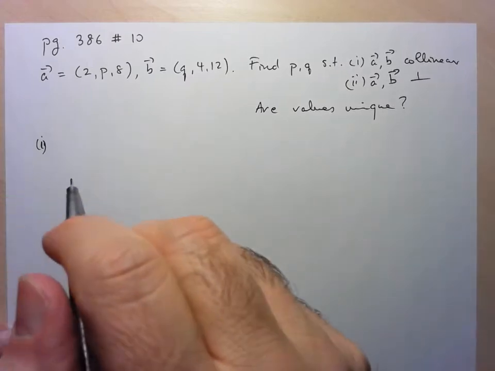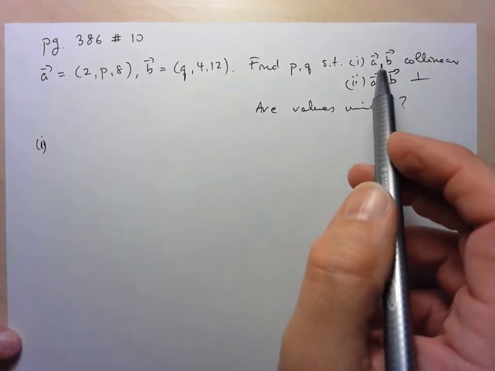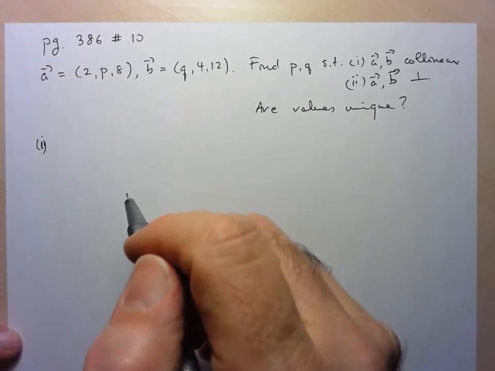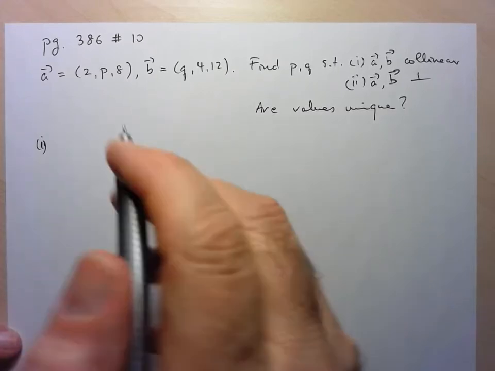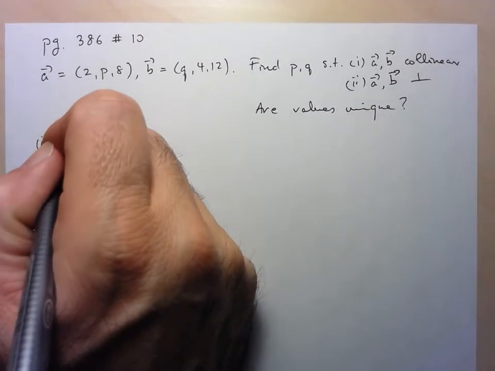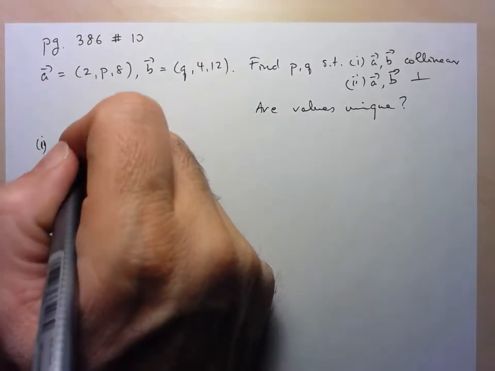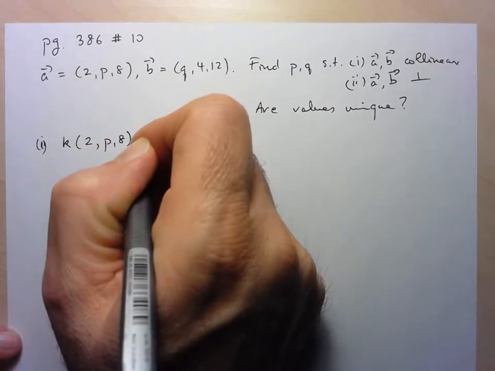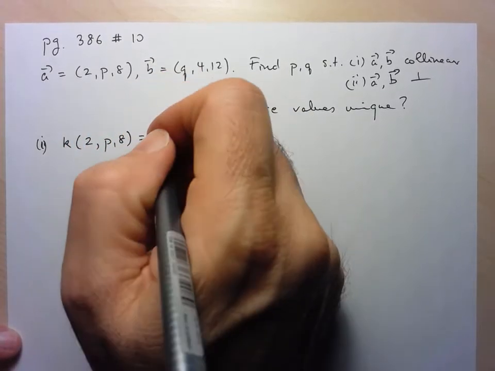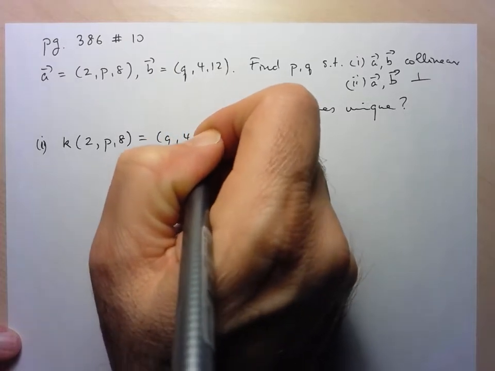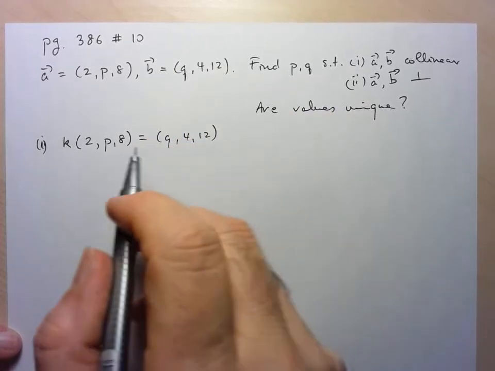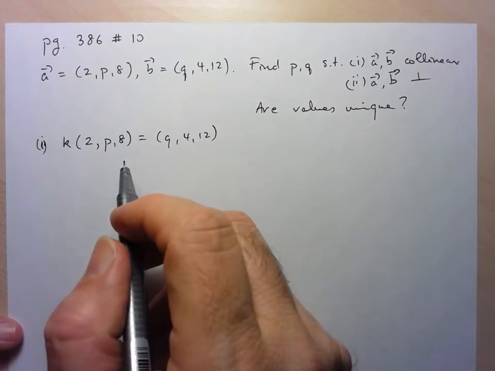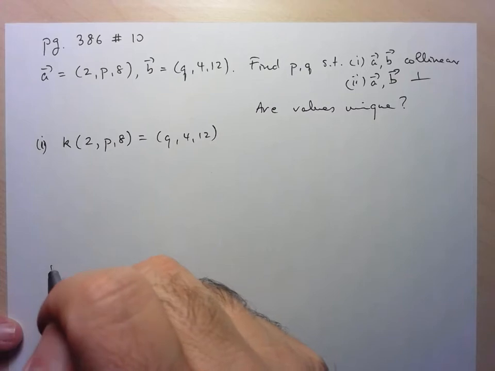Okay, so let's start with the first one. Two vectors are collinear if they can be drawn along the same line. In other words, if the vectors are parallel to each other. So what we need to determine is some k value such that k times (2, p, 8) is equal to the other vector b, (q, 4, 12). This is what it means for two vectors to be parallel, that they're scalar multiples of each other, as long as k is not equal to 0.